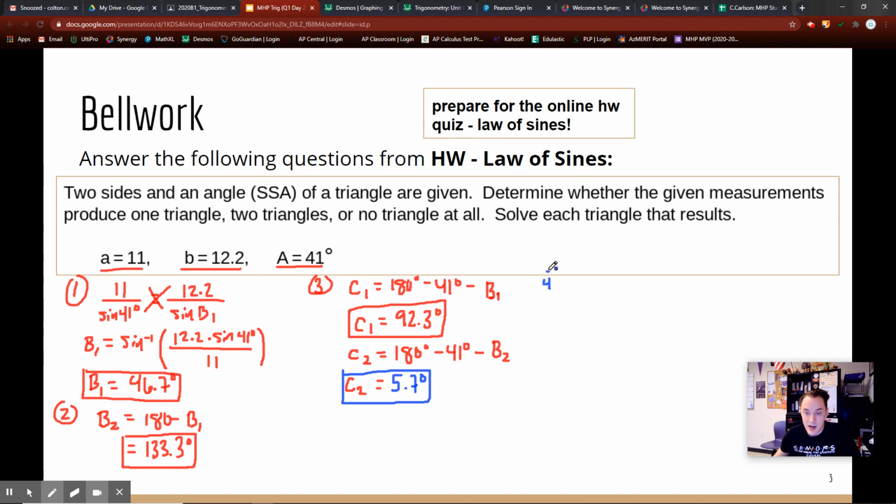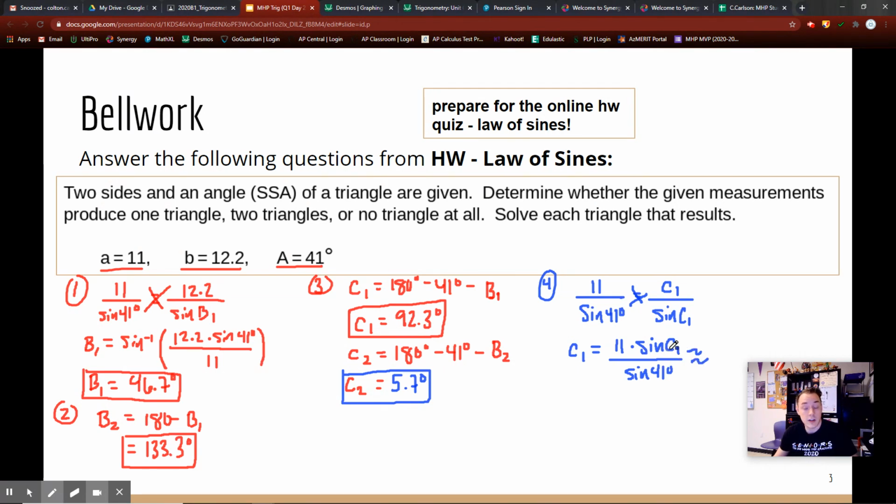Now, my fourth step is to find my little c's, which is my side lengths. And so now what I'm going to do is do a couple of different things. I need to still use my A values here because I need to do a proportion again. So my A value is 11 all over sine of 41 degrees equals my C1 value all over sine of C1. Now I already know what my C1 value for my angle is. So when I cross multiply, I get C1 equals, and then I divide, I get 11 times sine of C1 all over sine of 41 degrees. Okay, so I get that.